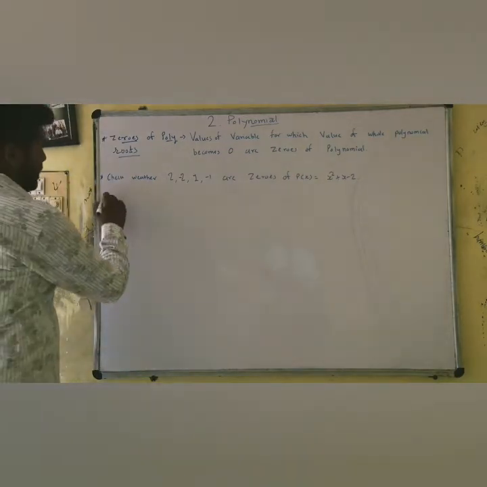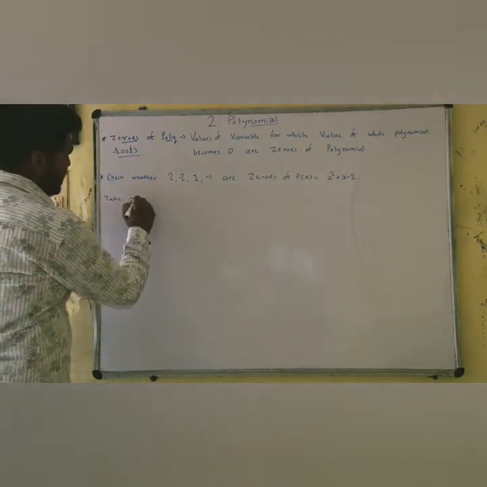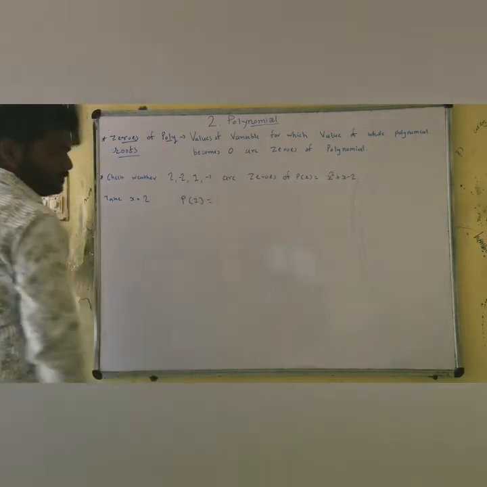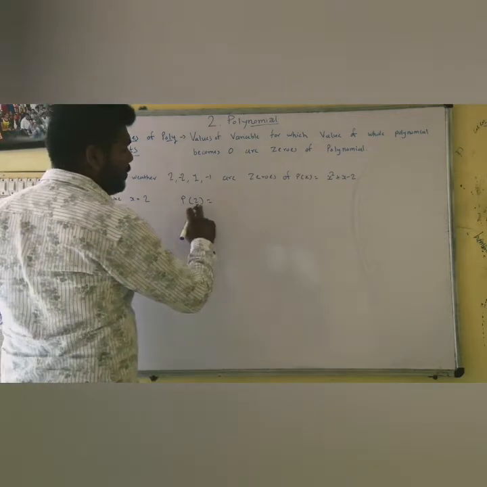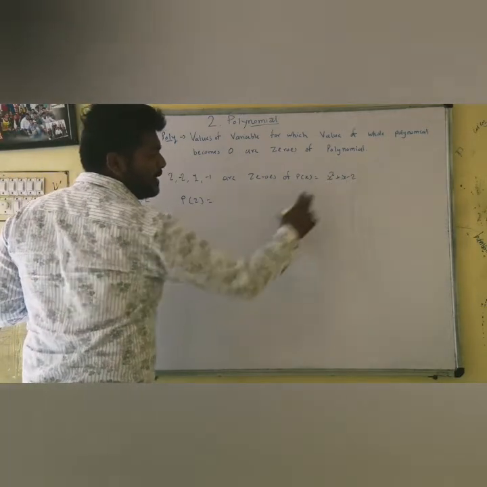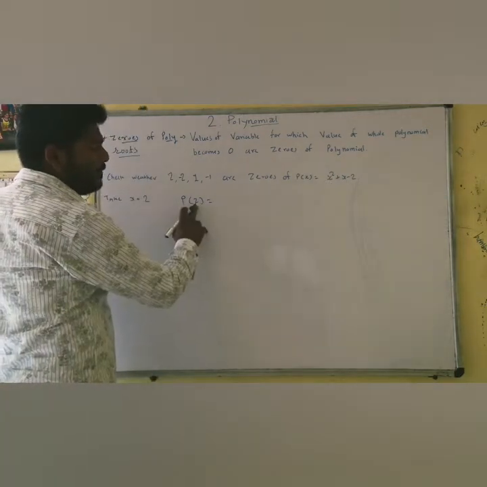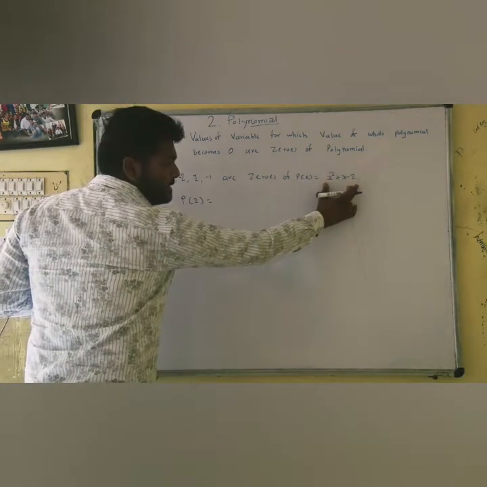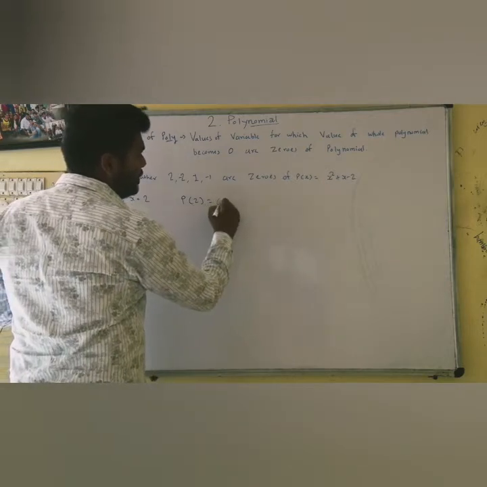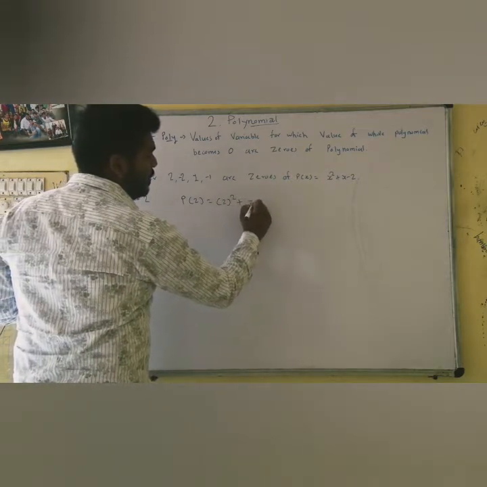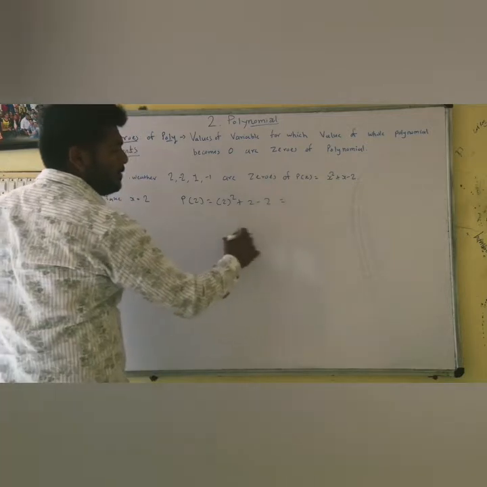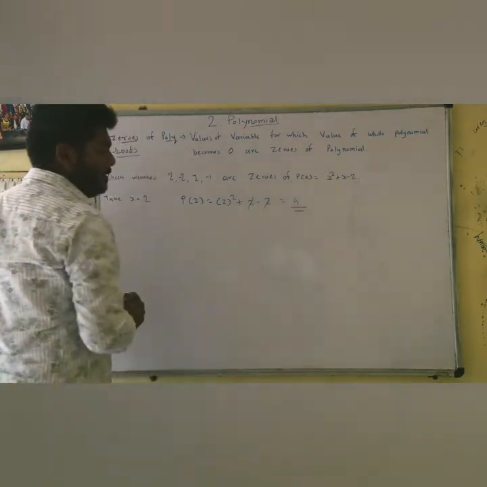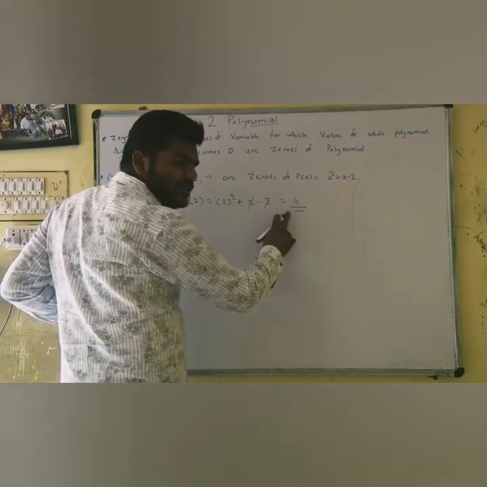Now, take x equals 2. So, p of 2 equals... Now, p of x we have is x square plus x minus 2. But now we want p of 2. So, in this equation, wherever you see x, you should write 2. So, square of 2, plus 2 minus 2. Square of 2 is 4, plus 2 minus 2 cancel. Clear? Now, does 4 equal 0?